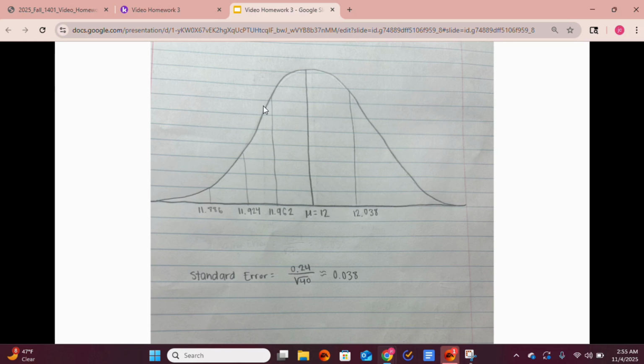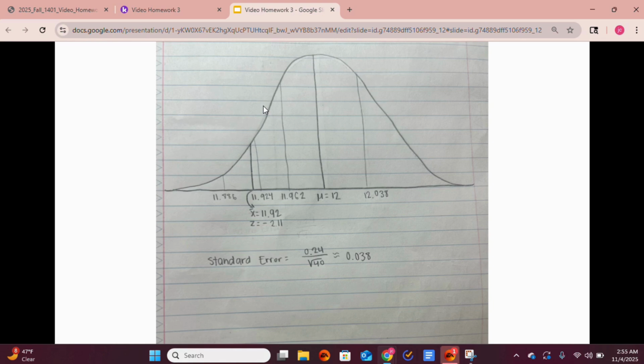Then we mark our standard errors. I showed the work on how to get the standard error, in this case 0.038, below the curve. I then marked 1 standard error above the mean and 3 below. I then marked the sample mean on our curve, as well as z equals negative 2.11.